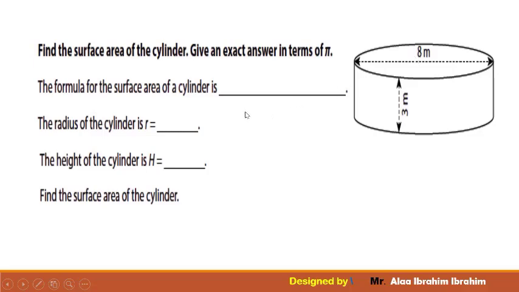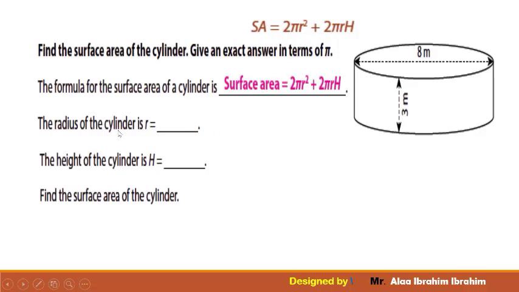So the formula of surface area of a cylinder, you remember? We have 2 bases, so 2 times pi r squared plus 2 times pi r h. This is my formula for the cylinder. You have to remember this. I know you have many formulas this quarter. So this is my surface area formula.